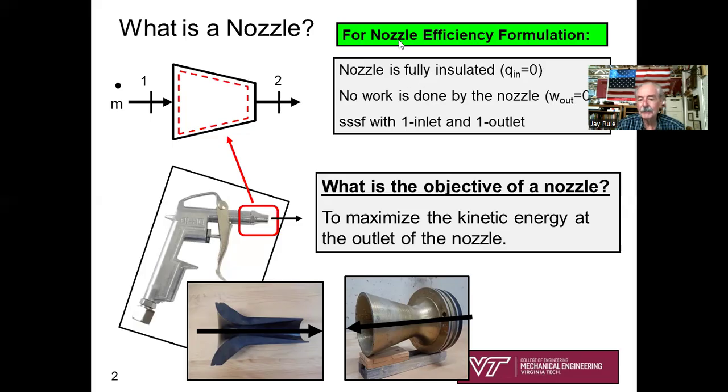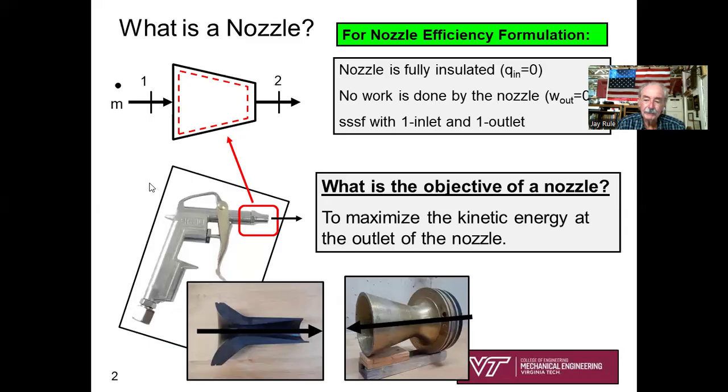Now, for nozzle efficiency formulation, we're going to consider that these nozzles in the sketch and also these photographs are fully insulated, so there's no heat transfer from the nozzle surface to the surroundings. Obviously, with the sketches and the photographs, you see that no work is done by the nozzle. These nozzles are not lifting a weight. There's no shaft coming out. Also, we will consider that we've got our system as one inlet, one outlet, of course, as shown, and it's a steady state, steady flow process.